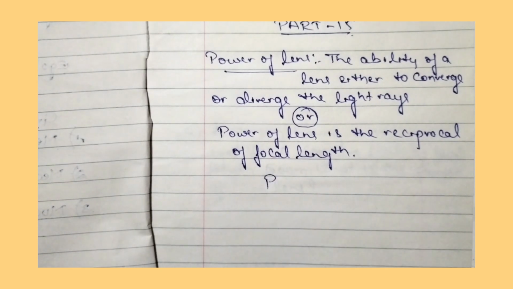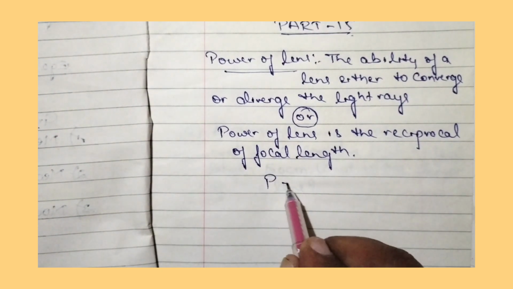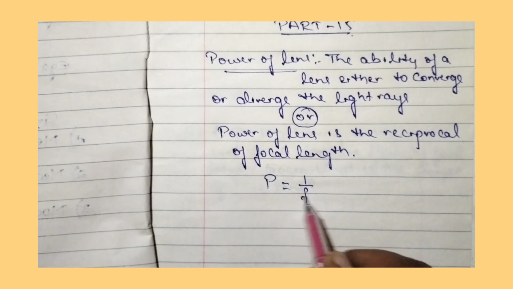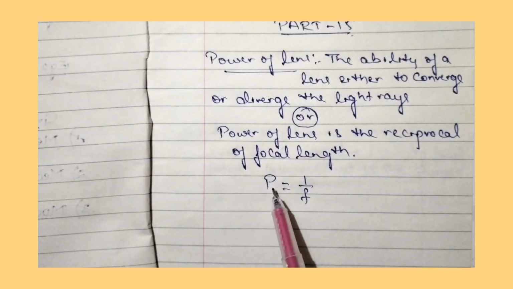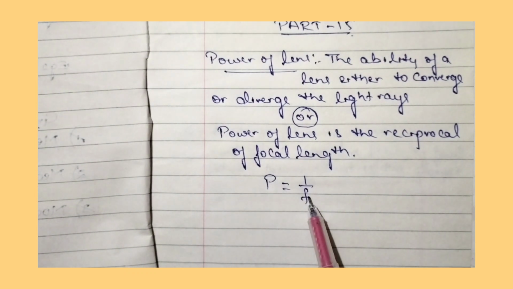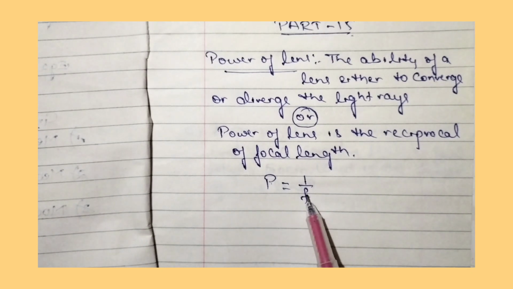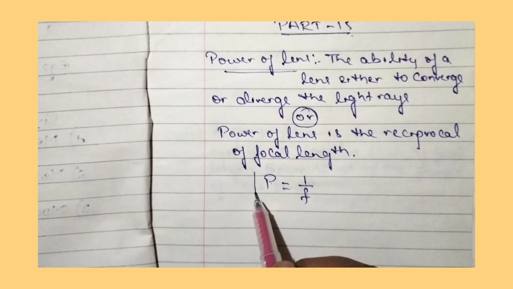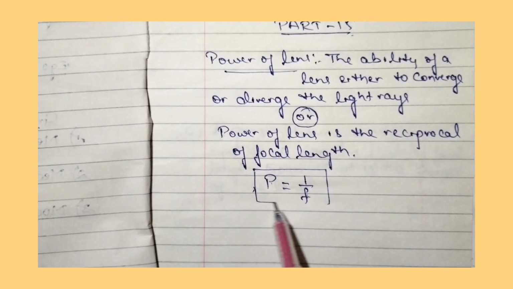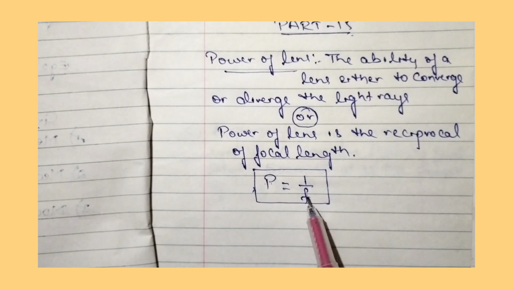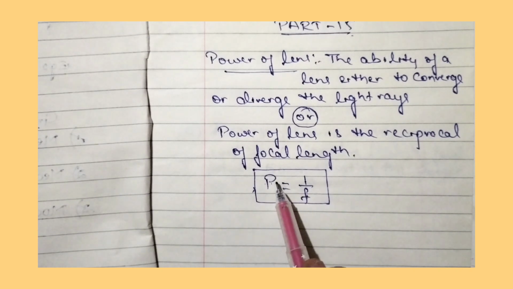Power of lens is denoted by P, then P is equal to 1 by f, where P is the power and f is the focal length. So reciprocal of focal length is called power of lens. Power of lens is denoted by P, and focal length is denoted by f. So P is equal to 1 by f.